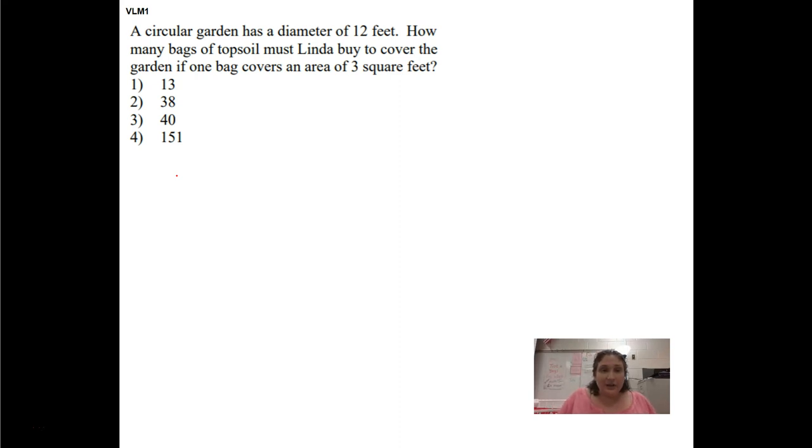So let's take a look at something related. Here it says a circular garden has a diameter of 12 feet. How many bags of topsoil must Linda buy to cover the garden if one bag covers an area of 3 square feet? Well, this is when you're going to look at the formula sheet, and on the formula sheet, you will see that the area equals pi r squared. Now, our issue here is that they tell us the diameter.